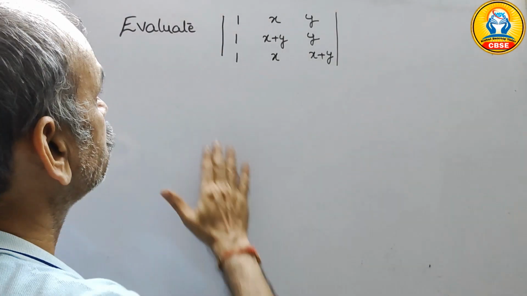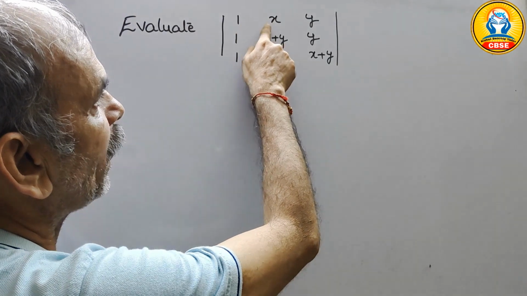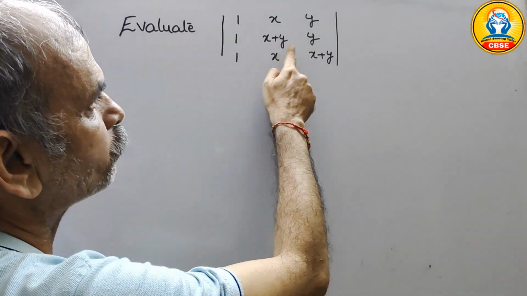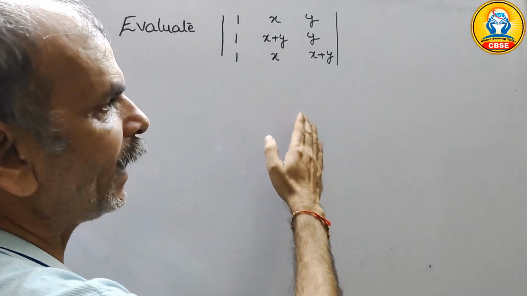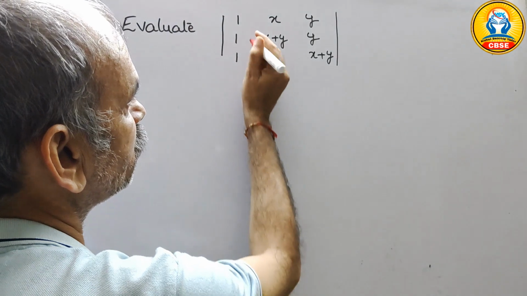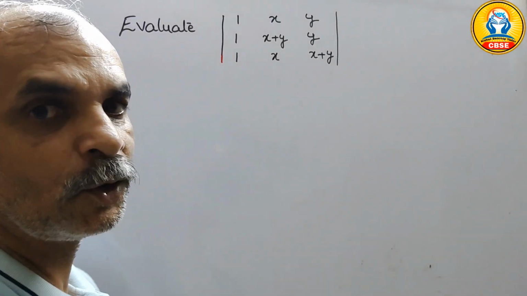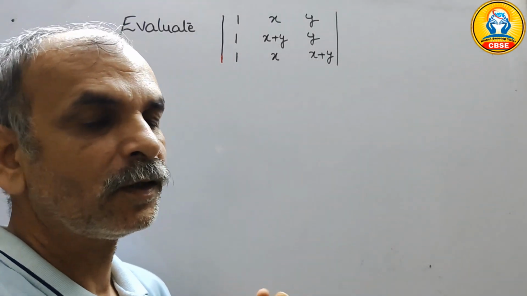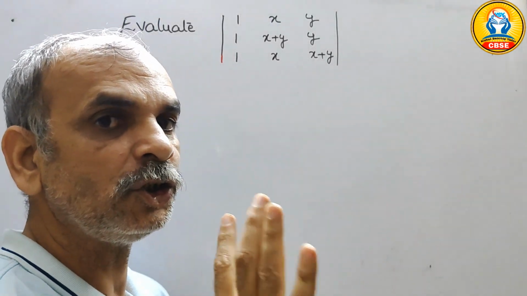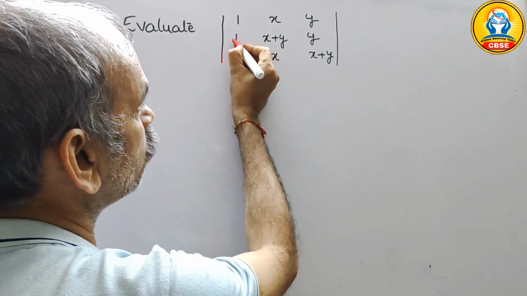Your question is to evaluate the given determinant: 1, x, y; 1, x plus y, y; 1, x, x plus y. So here, if you see, this is 1. Now we will make this as what? 2 zeros. We will not take 3 zeros, we will only make it 2 zeros. So this is your row 2.